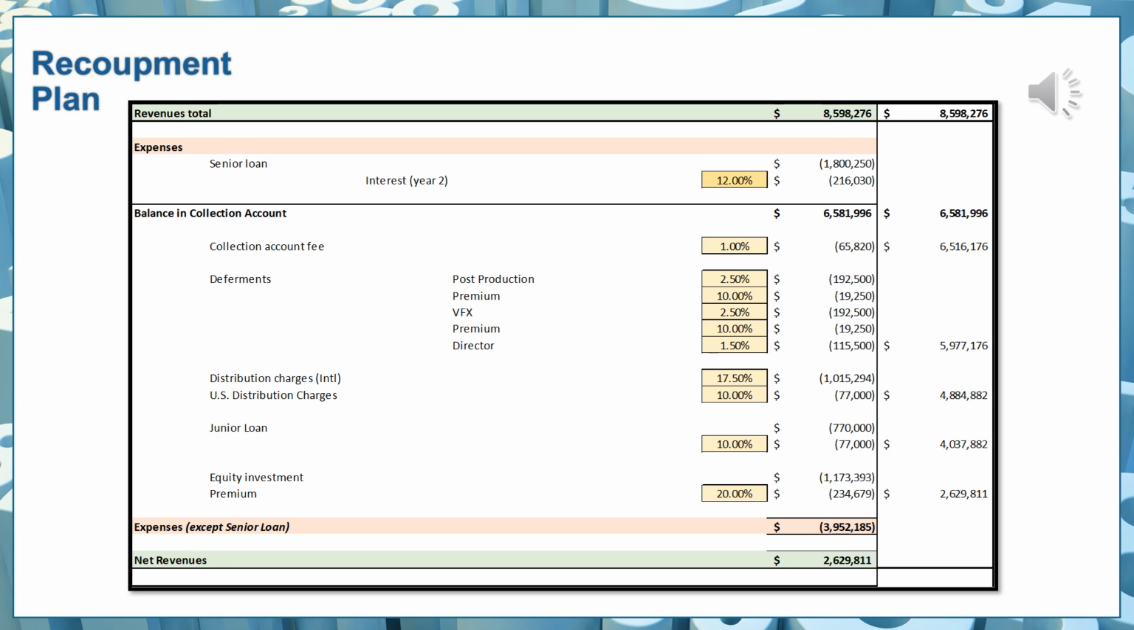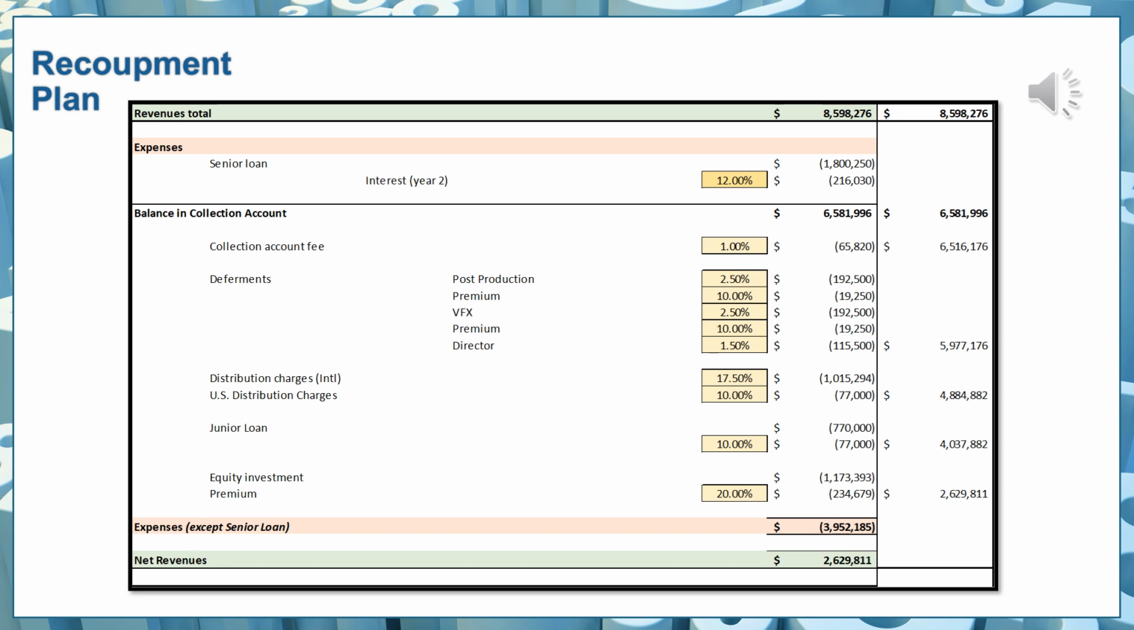We're then applying all the deferments and the applicable premiums to be paid next in the waterfall, and that leaves us with 5,977,176 in our waterfall as revenues. Next, we're applying the distribution charges for the international sales agent. That is 17.5% of all the international distribution revenues. And then we're also applying the 10% charge that is due for the US deal with HBO.